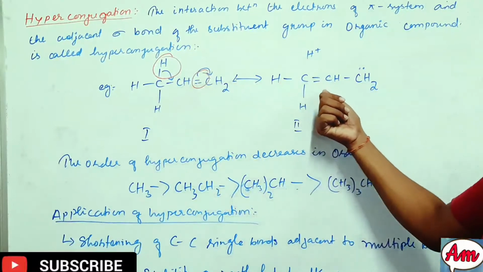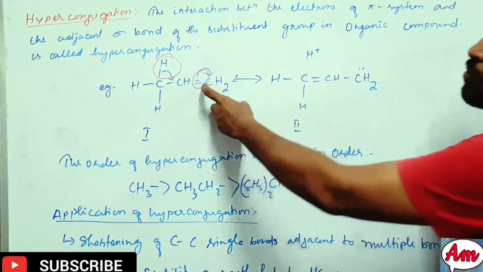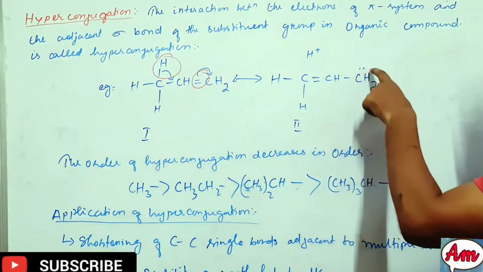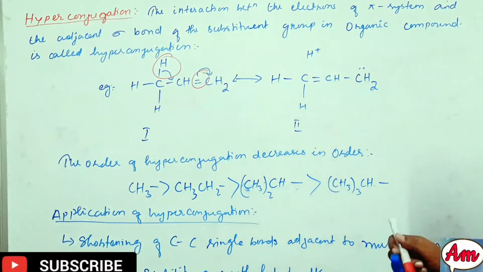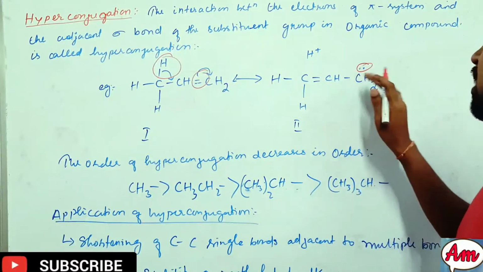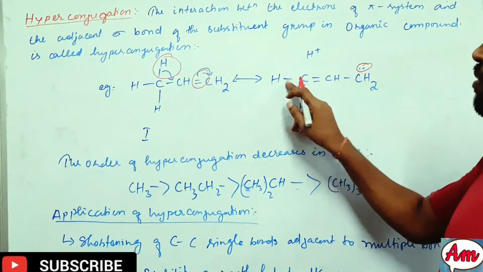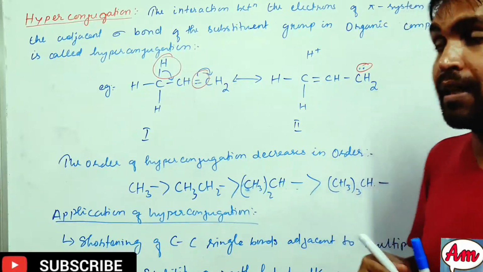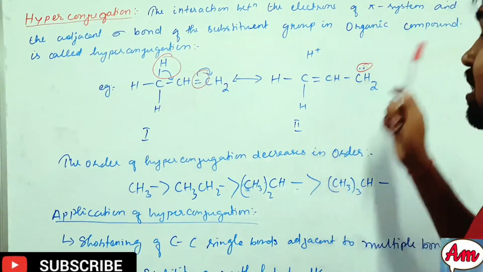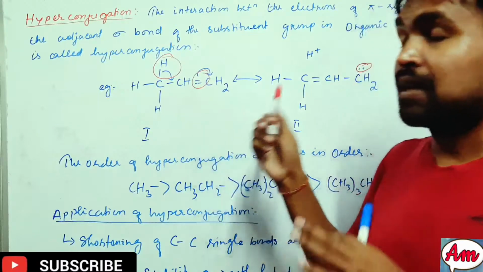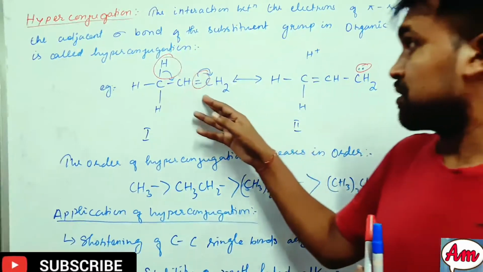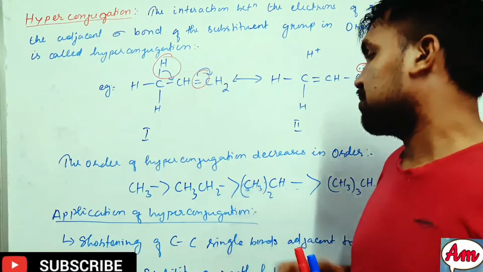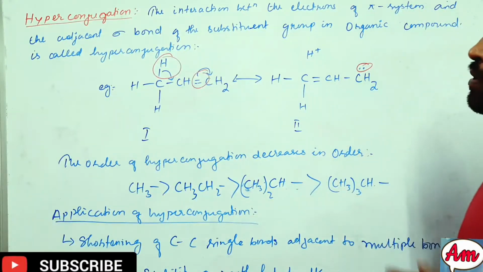So you can see the double bond is formed here, and the double bond which was a pi bond is broken and the electron is shifted to the next carbon, that is here. You can clearly see two lone pairs of electrons. Again in the next step, this bond will be broken, same steps. So this process, the interaction between the electrons of the pi system and the adjacent sigma bonds, is nothing but hyperconjugation.